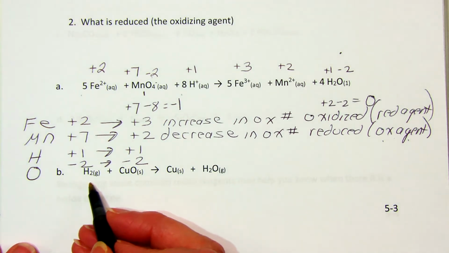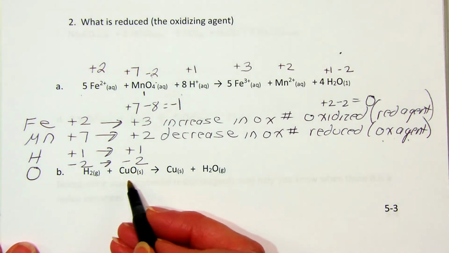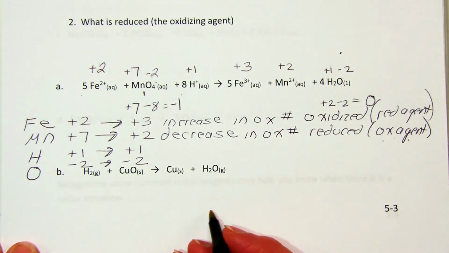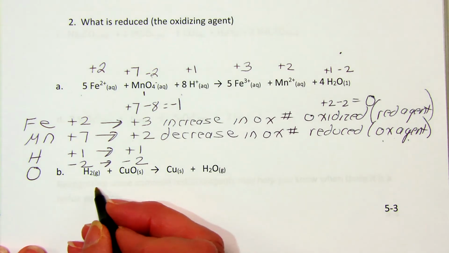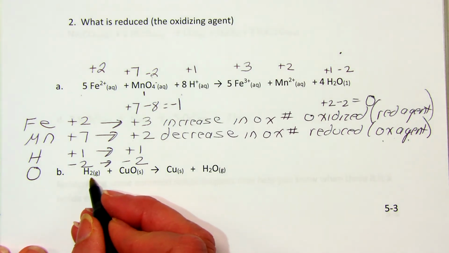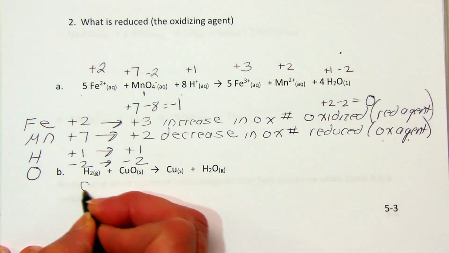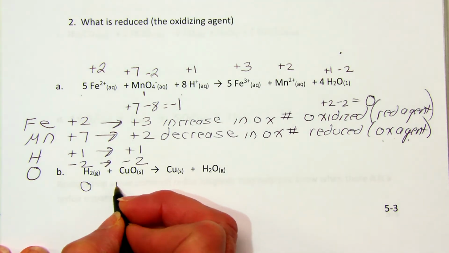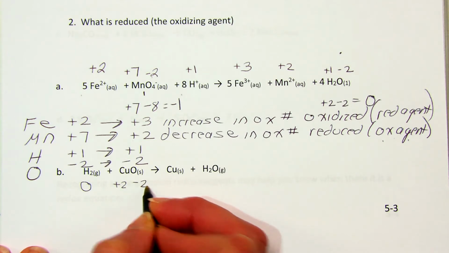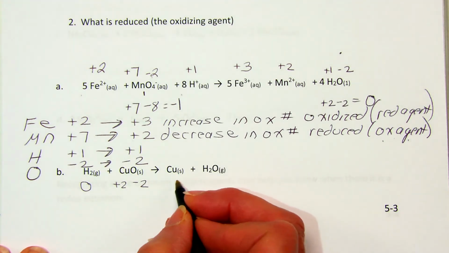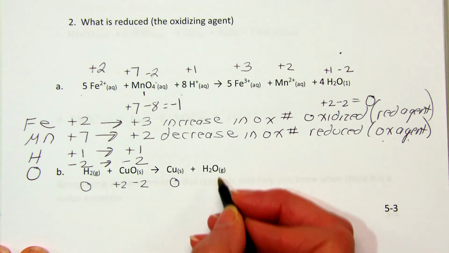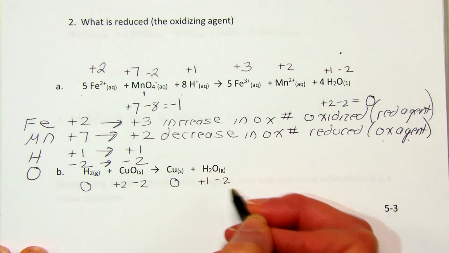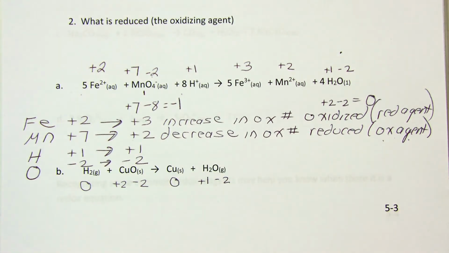All right, let's look at the next one. Hydrogen plus copper 2 oxide yields copper solid plus water gas. So, hydrogen, this is hydrogen gas in its natural state, its oxidation number is 0. This is an ionic compound, so plus 2 for copper, minus 2 for oxide. Copper solid, element in its natural state. Water, plus 1 for hydrogen, minus 2 for oxygen. They add up to 0.